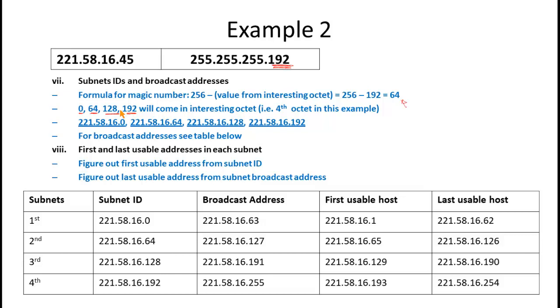So for example, the first will be 0, the second will be 64, the third will be 128, and the fourth is 192. Now I have listed the subnet IDs over here.